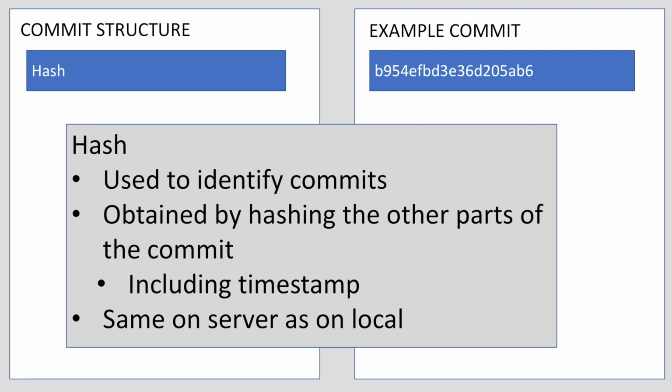The hash is obtained by hashing the remaining parts of the commit. So if any part of the commit is changed, the hash will change. That includes the timestamp. So even if you copy an existing commit, the resulting commit will have a different hash since it was created at a different time. However, if you push a commit to a server, it will have the same hash on the server as on your computer since it has the same data, including the timestamp.